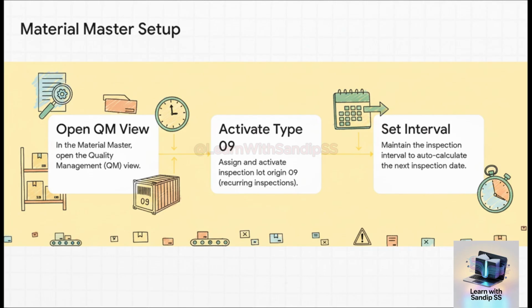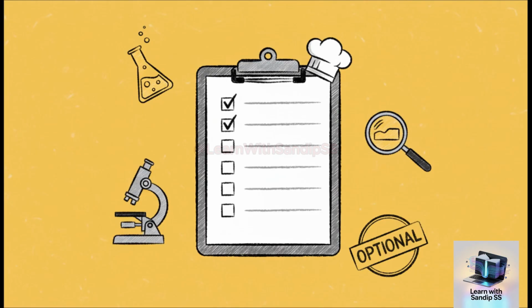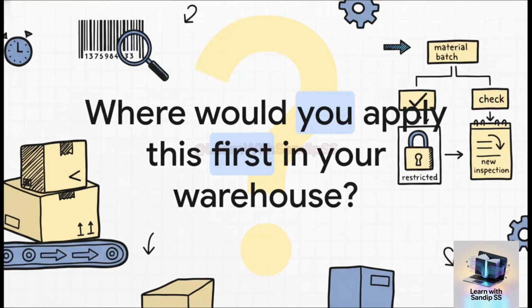And if you want to make this process really solid, there's one more thing that's optional, but I highly, highly recommend it. You'll want to create an inspection plan. This is basically a detailed recipe or a checklist for the quality technician. It tells them exactly what tests to run and what to measure, ensuring you get consistent, thorough results every single time.